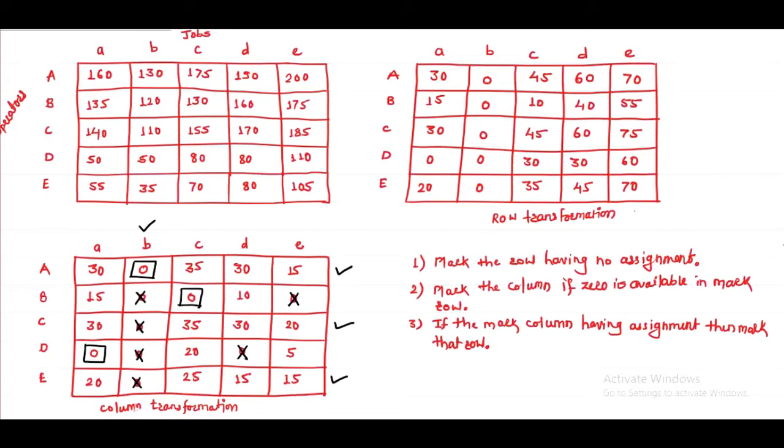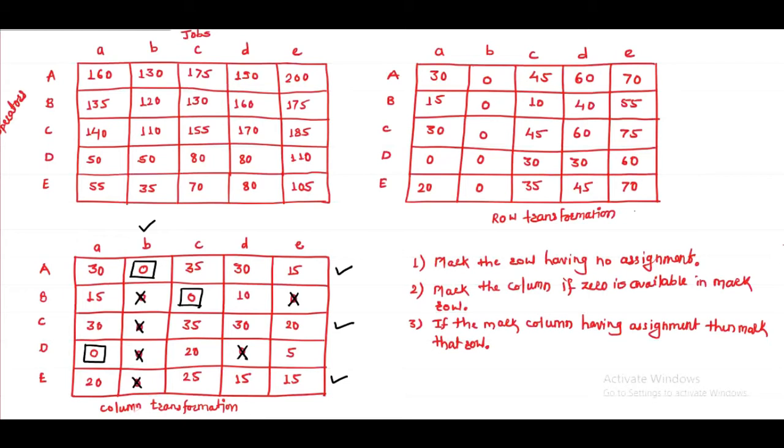So the first step is mark the row having no assignment, that is we mark the third row and fifth row. Now the second step is mark the column if 0 is available in the marked row. In this, 0 is available in the second column, so we already marked that second column. The third step is if the marked column, that means the second column, has an assignment. Assignment is there in the marked column, so we have to mark that particular row. So we mark the first row.